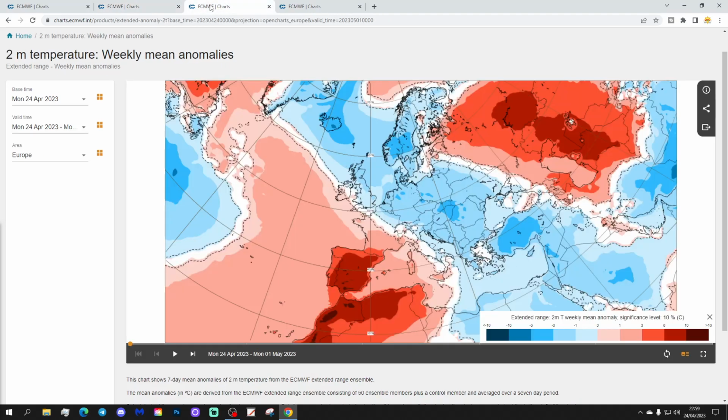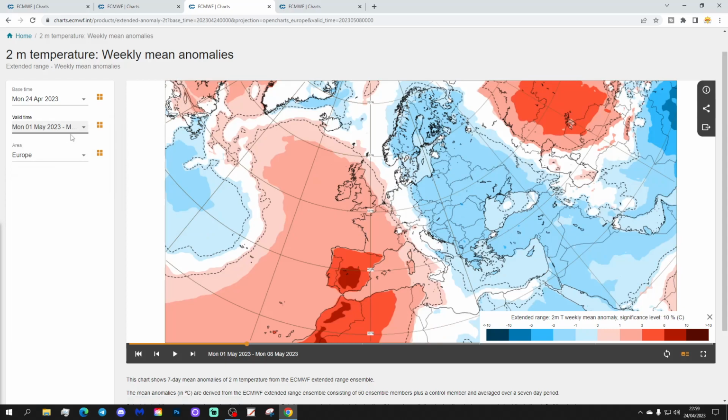How does the temperature anomaly look? So let's have a look at that, shall we? East-west split for temperature anomalies next week, 1st to the 8th of May. Warmer than average across much of Western Europe, particularly again through Spain, Portugal, and into North Africa. That warmth extends up through France, into the UK, and also Ireland.